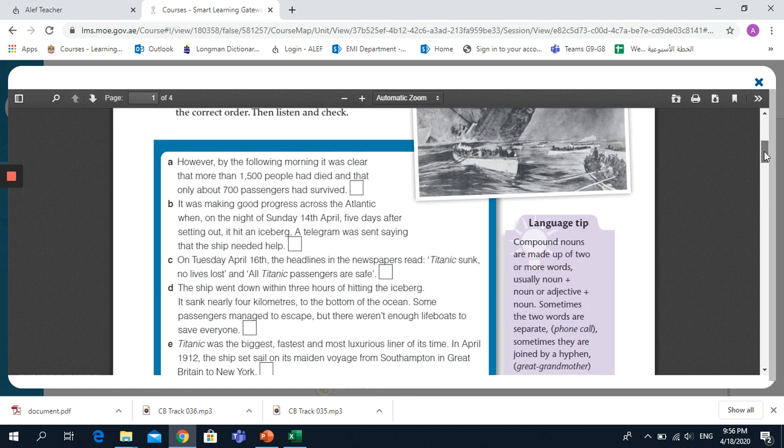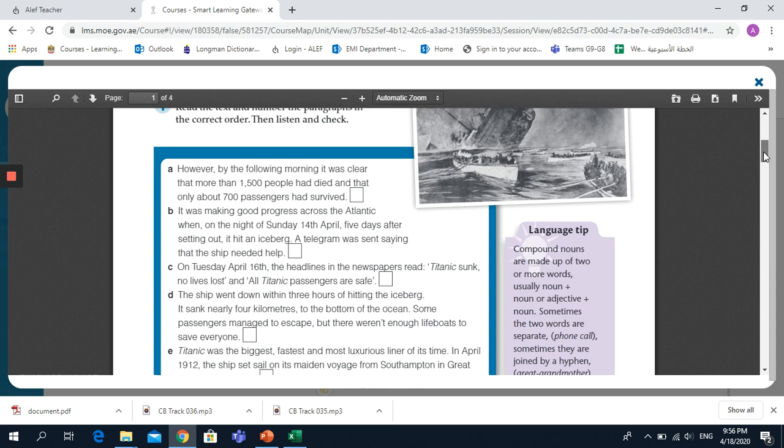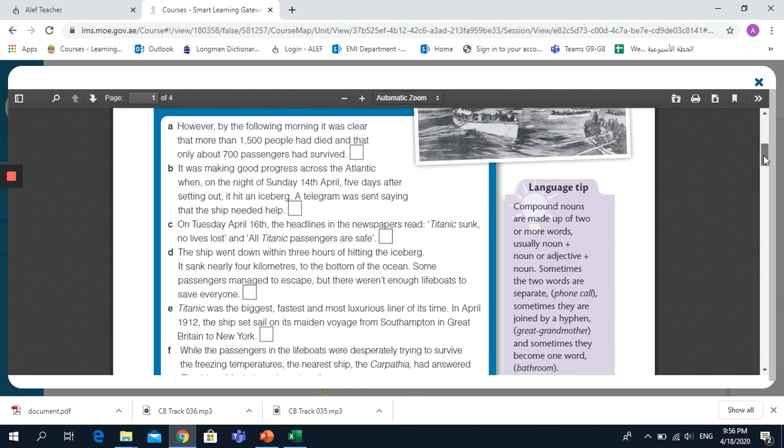As you see here, what is required from us is to read and number the paragraphs in the correct order. If you go down to the paragraphs, okay, what do you think the first paragraph is? It should be a description of the Titanic. It was the biggest and fastest and most luxurious. So this was the first paragraph.